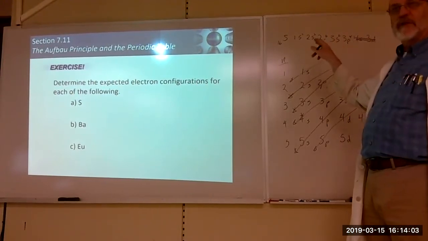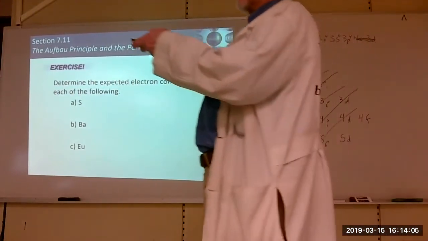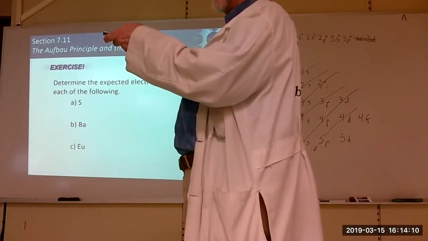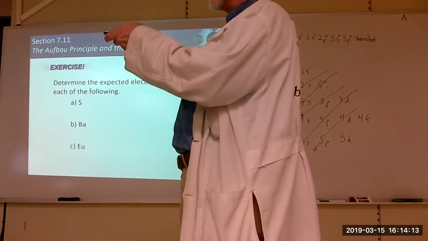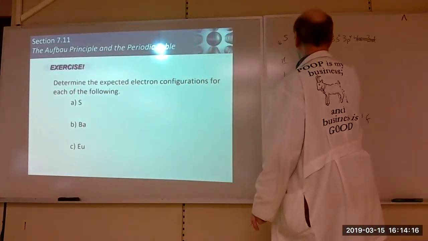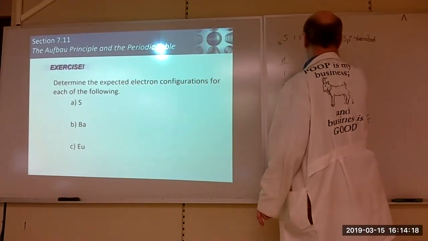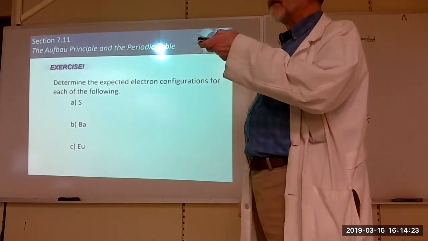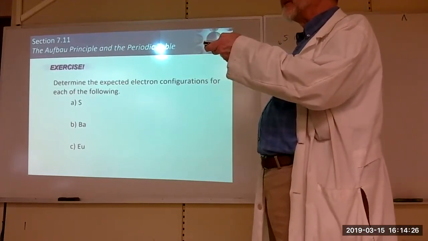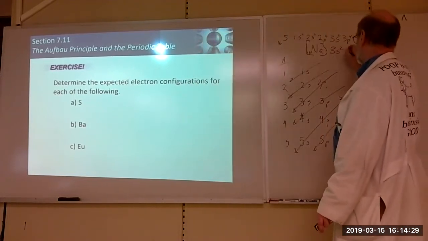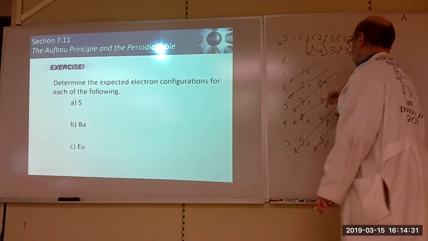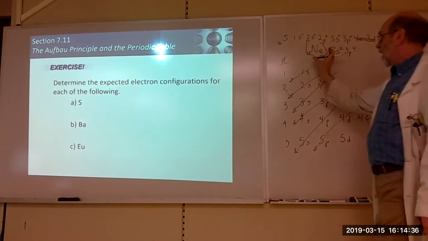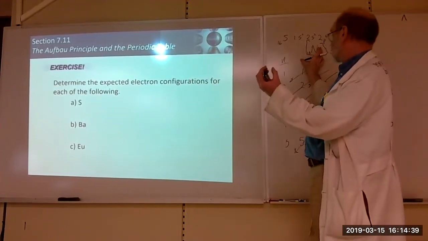Now, the shorthand for doing this is you walk yourself back from here until you get to the nearest noble gas. So walk back here, and then you go back up here. Neon. Neon's got 10. So you start with a neon structure. Then you go to the next 3s2, 3p4. So that's the shorthand. You've got the neon core structure plus these.